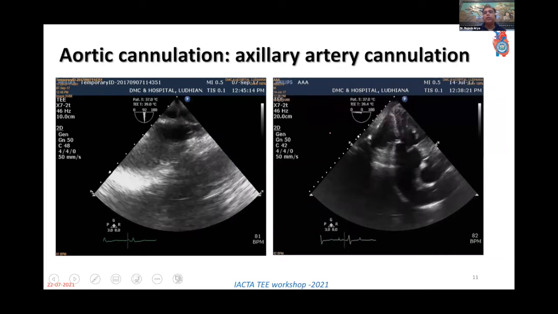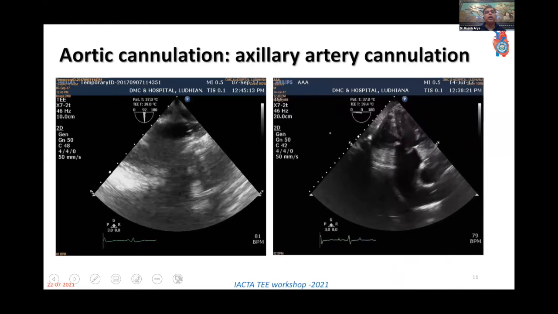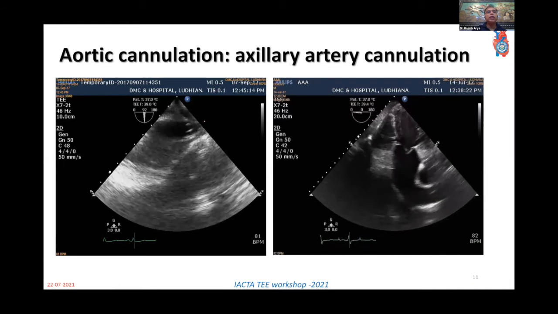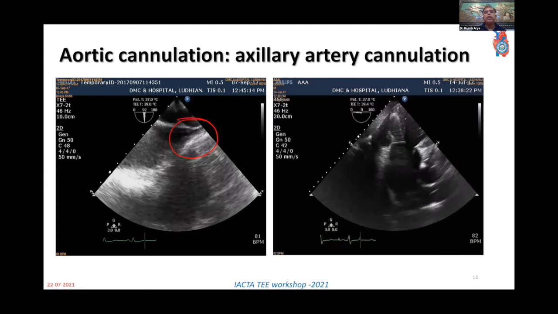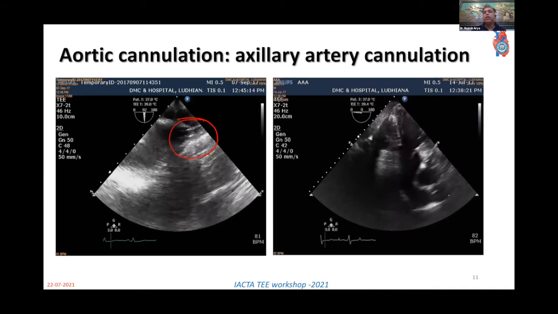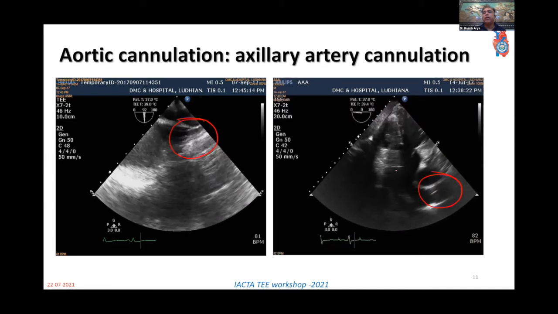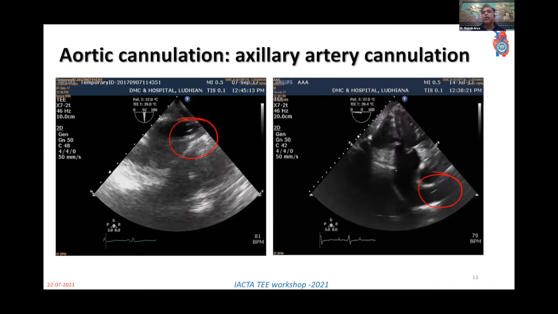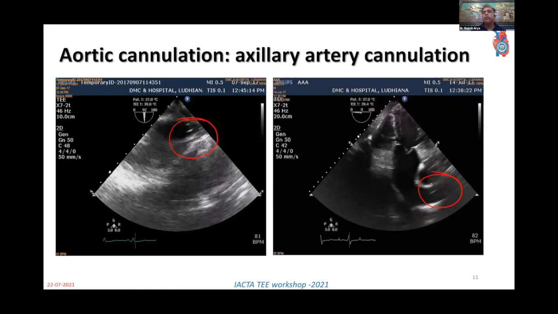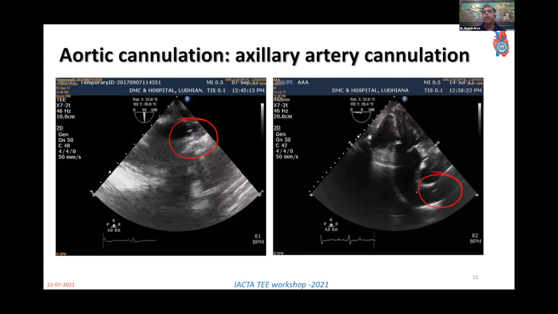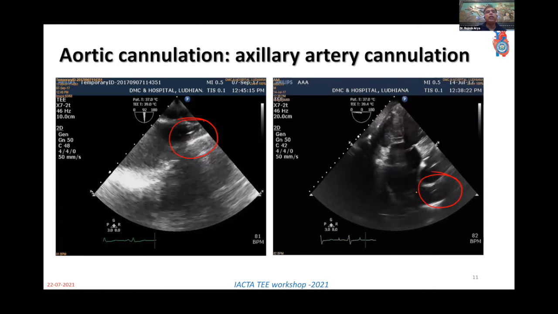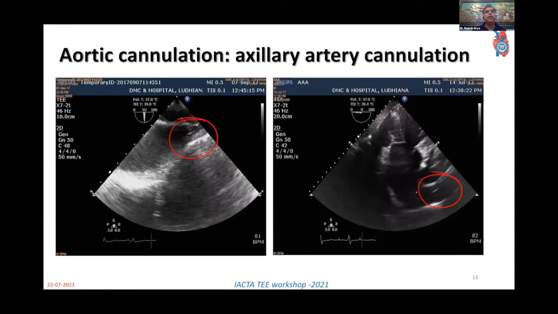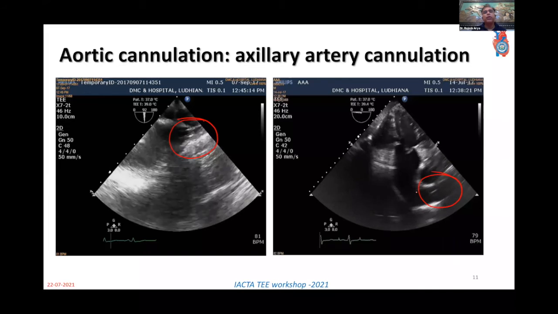Now, apart from the central cannulation, in this picture, if you see, there is a cannulation from the axillary artery. So even for the axillary artery cannulation, we should be able to see this. This is again a peripheral cannulation from the axillary artery, and we can see the arterial cannula coming from the axillary artery to the aorta, arch of aorta. And here again, we should be able to see the guide wire, and then the cannula slid over the guide wire.